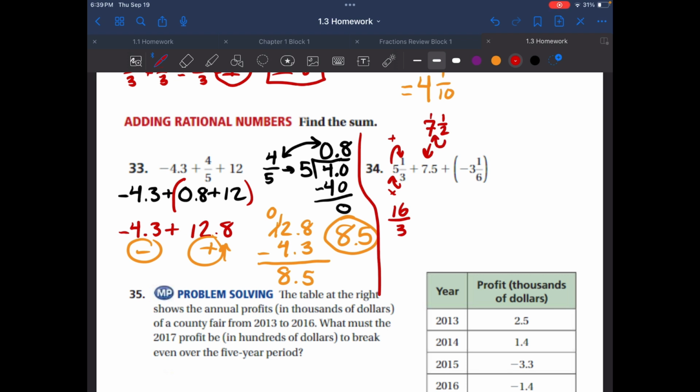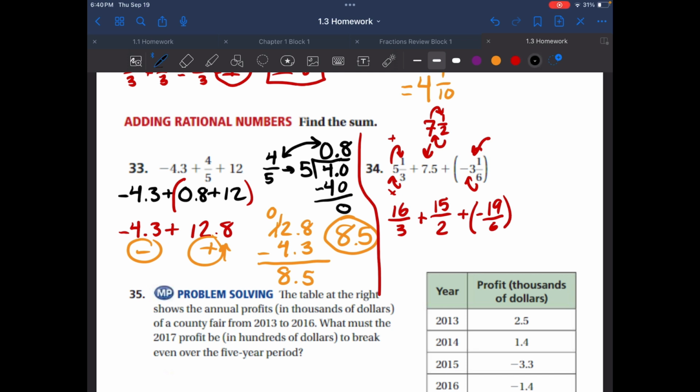From here, around the world, I could do 7 times 2 is 14, plus 1 is 15. Keep my same denominator, though. Remember, it's not 3. Well, it was 2 up above. Same thing goes for our last value. 6 times 3 is 18, plus 1 is 19. There's a negative out front. Remember, that negative needs to stay.